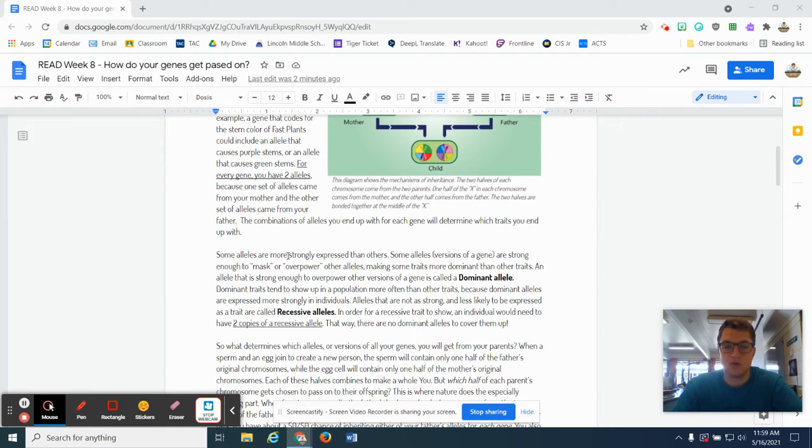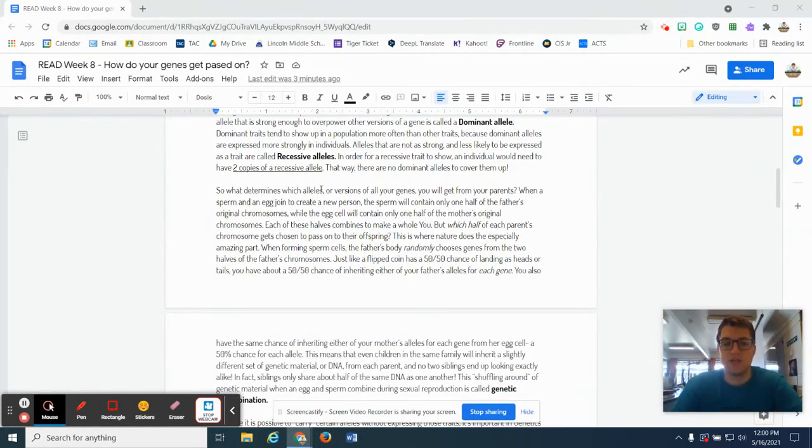Some alleles are more strongly expressed than others. Some alleles, versions of genes, are strong enough to mask or overpower other alleles, making some traits more dominant than other traits. An allele that is strong enough to overpower other versions of a gene is called a dominant allele. Dominant traits tend to show up in a population more often than other traits because dominant alleles are expressed more strongly in individuals. Alleles that are not as strong and less likely to be expressed as a trait are called recessive alleles. In order for a recessive trait to show, an individual would need to have two copies of a recessive allele. That way, there are no dominant alleles to cover them up.